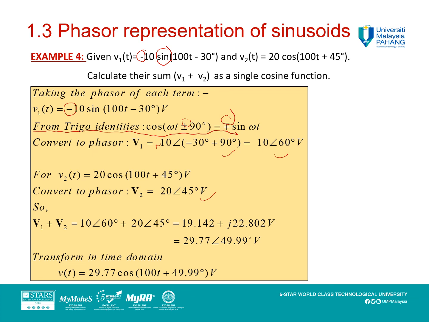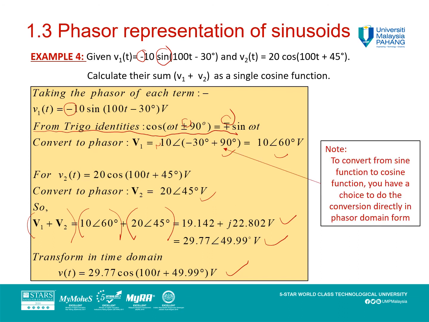Then you can do the addition, V1 plus V2. For the equation here, you just directly add by using your calculator, then you get the answer in rectangular and in polar form. Next, you transform your equation back to the time domain, depending on what the question is asking you. So the tip here to convert from a sine function to a cosine function is that you have a choice to do the conversion directly by using phasors also.